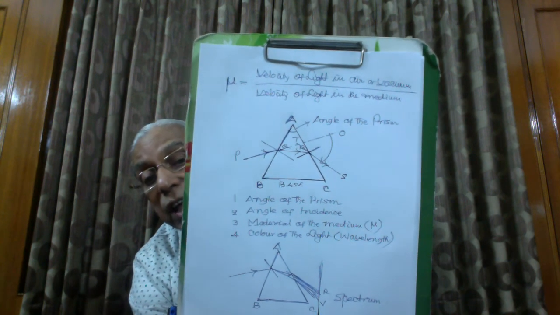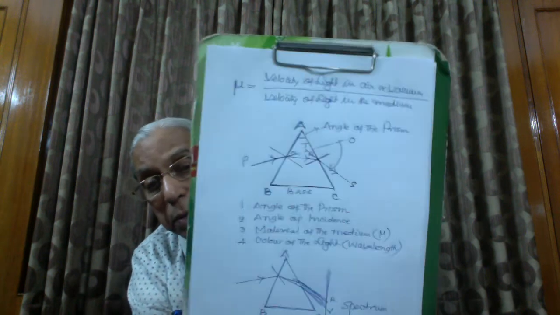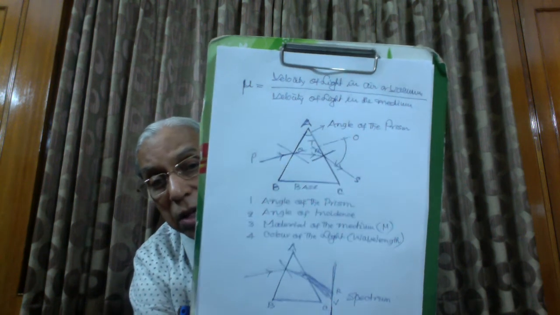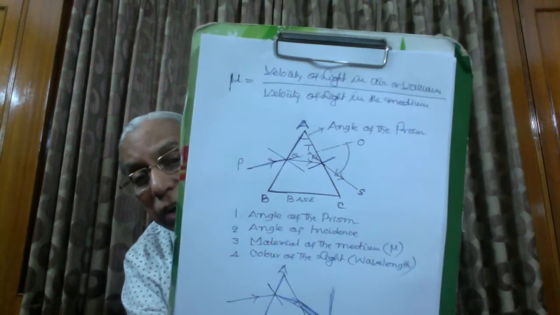RS is called the emergent ray. Once again, PQ is called the incident ray. QR is called the refracted ray. RS is called the emergent ray.